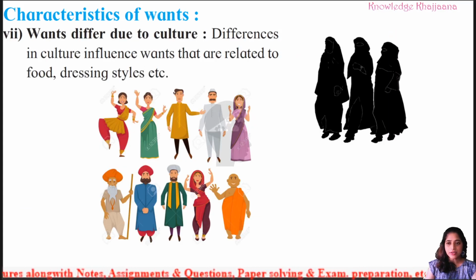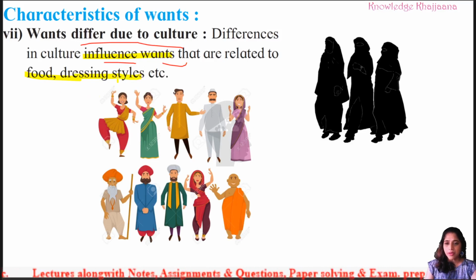The next characteristic of want is that it differs due to culture. The wants of people differ with the difference in culture. For example, India is a different culture, right? Differences in culture influence wants. What does influence mean? It means affects. You can say different cultures affect different wants, related to food and dressing style.